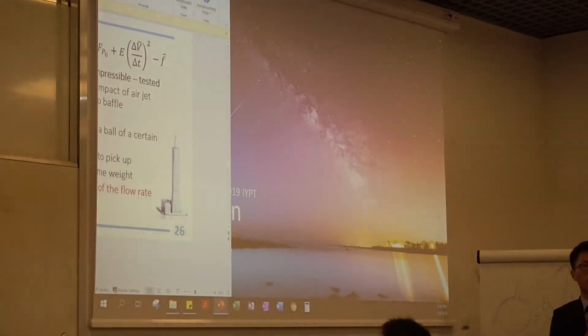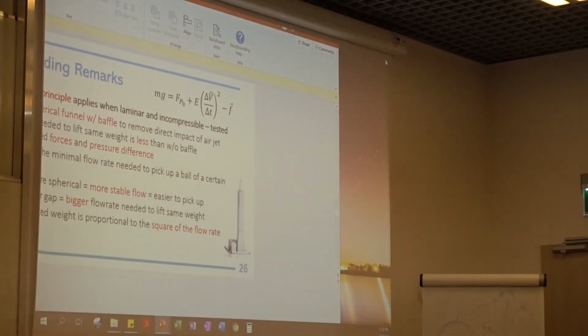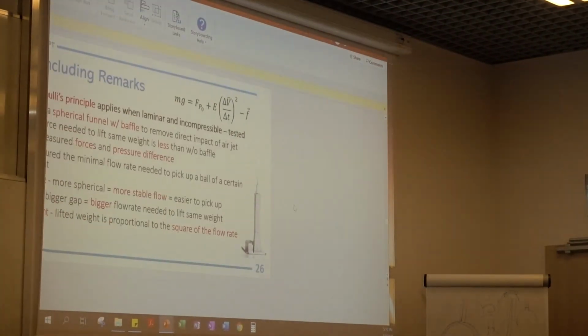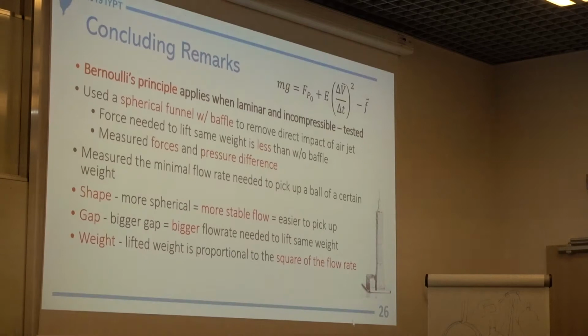So this will be a concluding remark for the reporter. First we'll talk about Bernoulli's principle, which causes the pressure difference that mainly affects this phenomenon, what causes the ball to pick up. And we're using the vertical formula and also the backflow to reduce the impact of the water jets, so that the flow velocity will be steadier, and the impact will really act on the light ball.